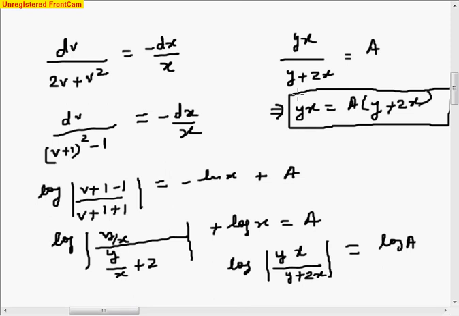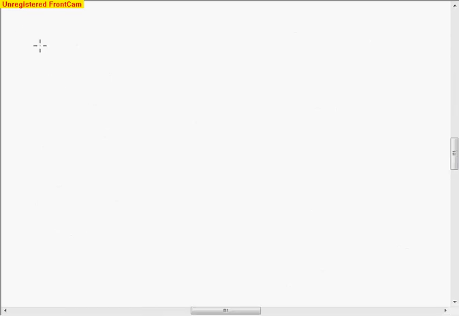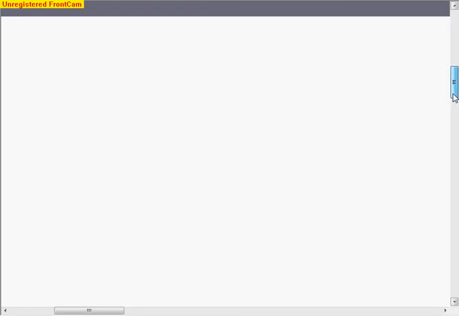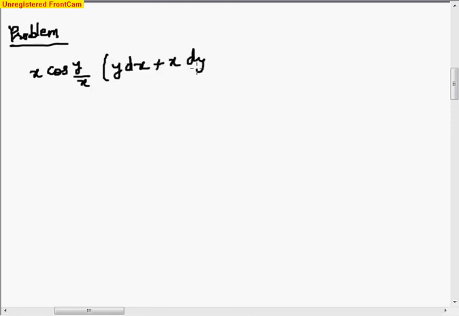Let us try one more question. See this problem. x cos of y upon x (y dx plus x dy) is equal to y sin of y upon x (x dy minus y dx), right?